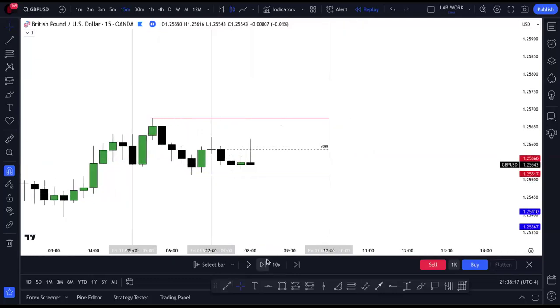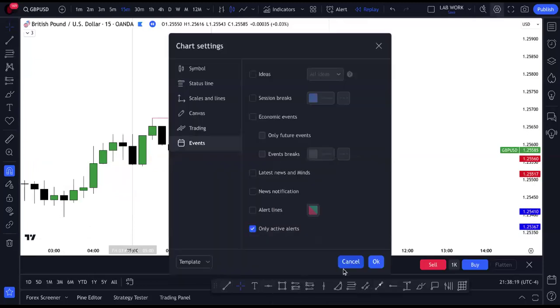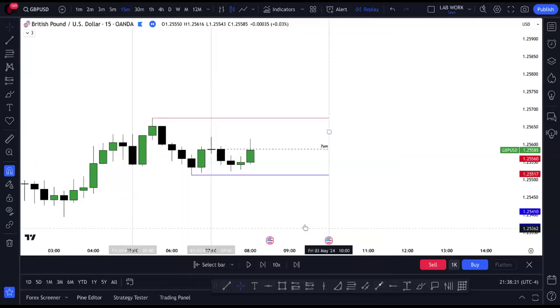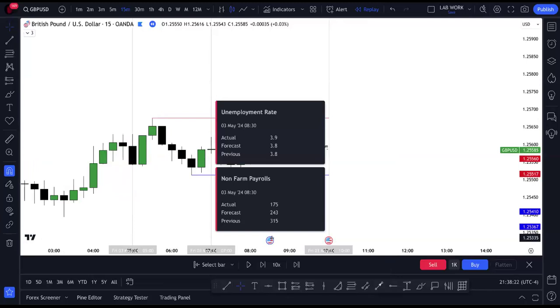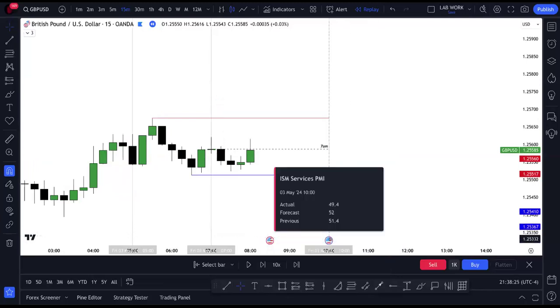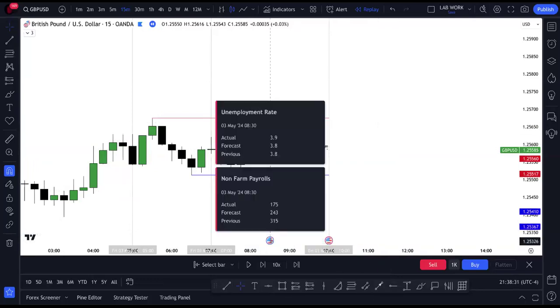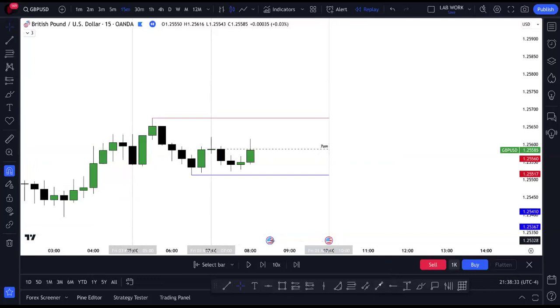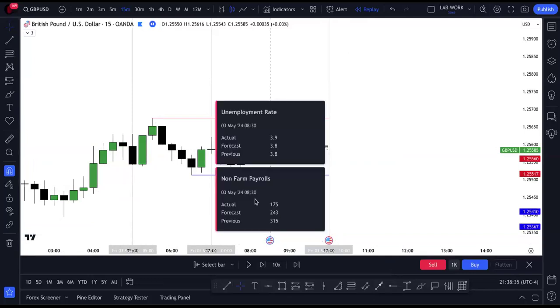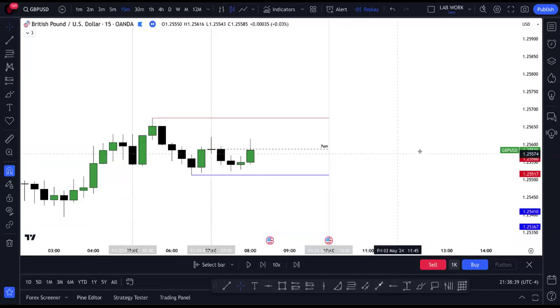Let's keep playing it. Now we know the news event is at 8:30. Yeah, 8:30. And then I think PMI happens at London close, but this is the major news event here. This is also a major news event, but mainly everybody's anticipating this. We've got the unemployment rate and non-farm payroll. So it's packed. Market makers are definitely going to put their foot down hard on this event.